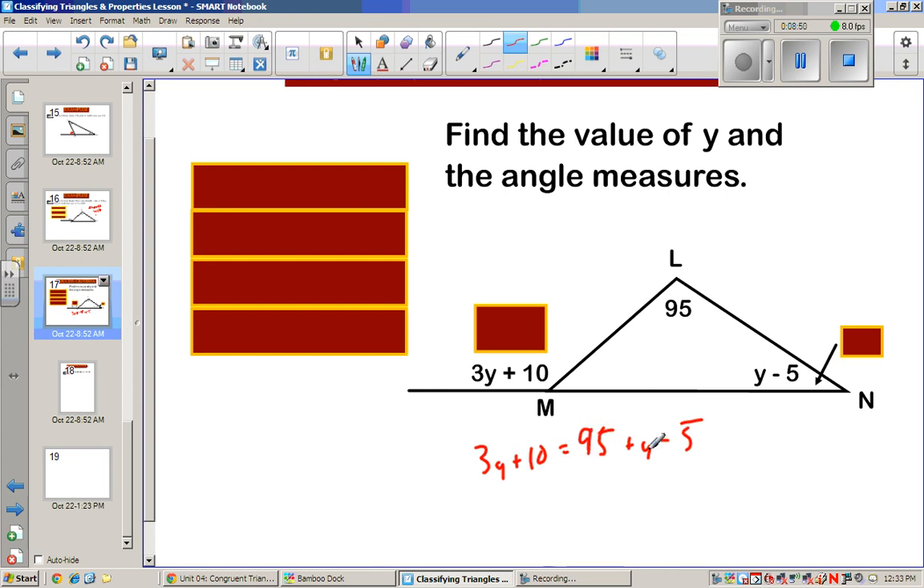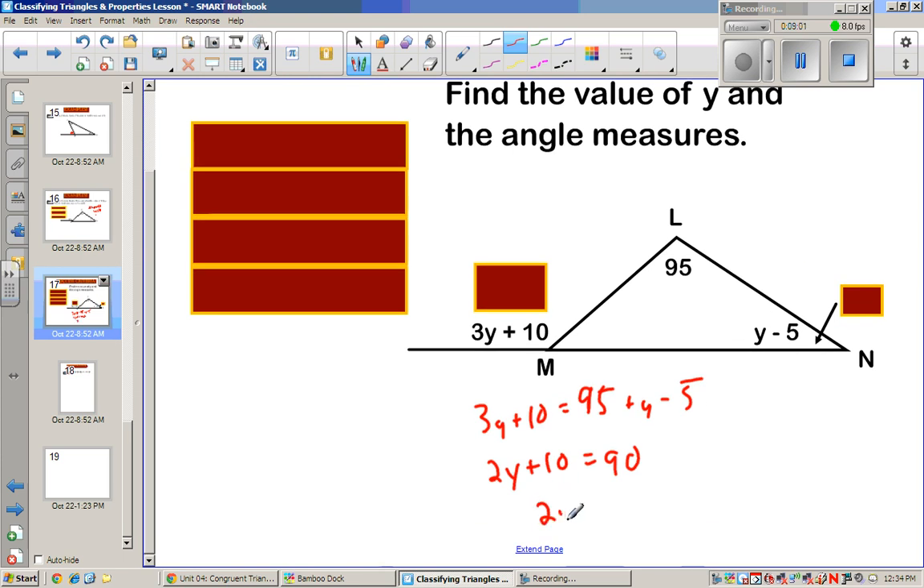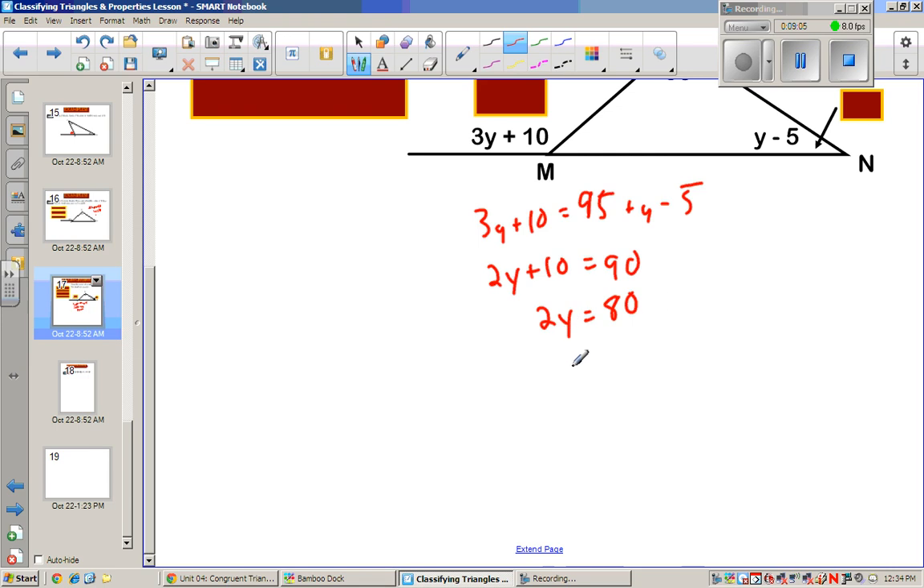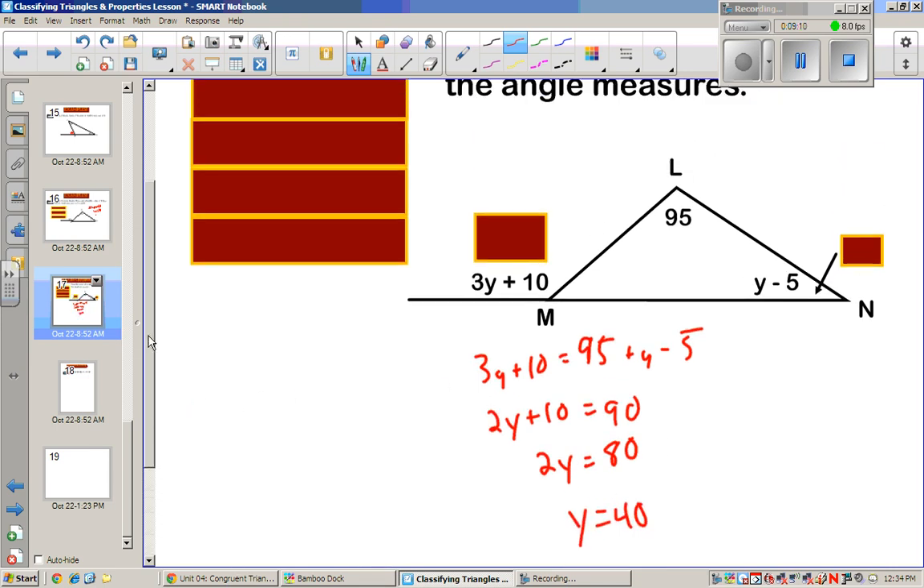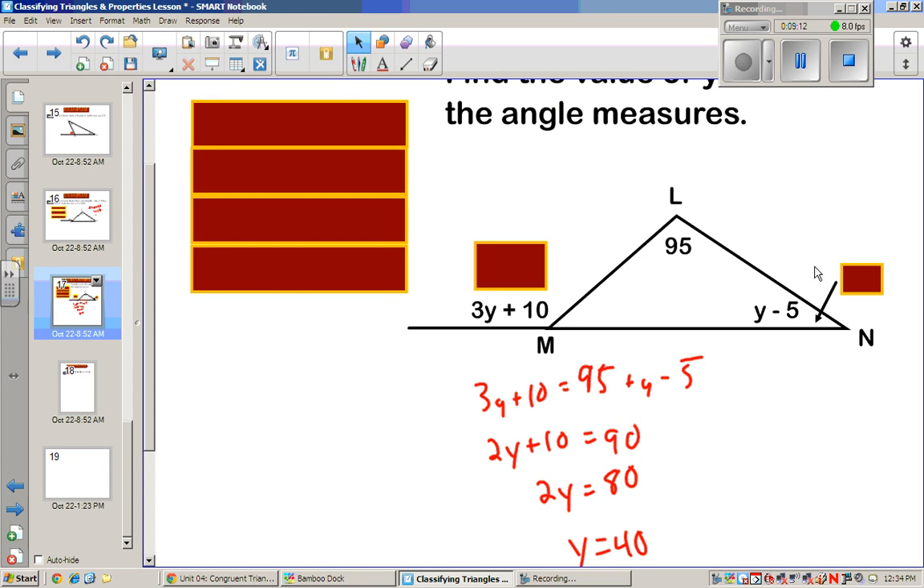So now I subtract y on both sides. So I have 2y plus 10 is equal to 95 minus 5, which is just 90. So now I subtract 10 on both sides, so 2y is equal to 80. Divide by 2, and y is equal to 40. So once I have that, I can plug it back into my equation. 40 minus 5 will be 35.